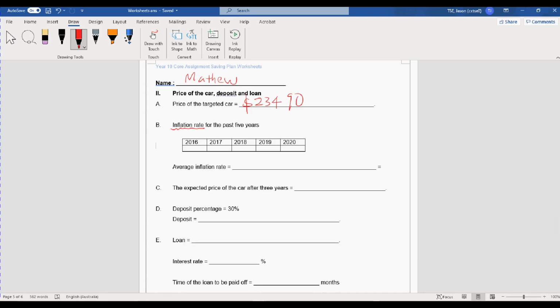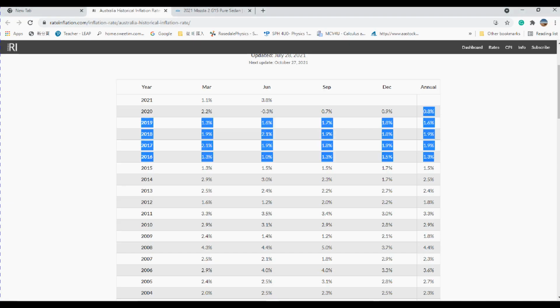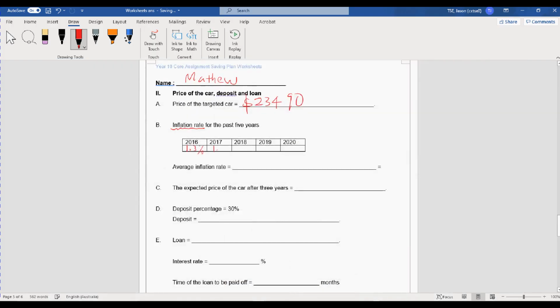So that's 1.3%, and the next one is 1.9, 0.9, 1.6, and 0.8%. Can we get the average inflation rate? All you need to do is add all these numbers together and divide by 5. You know how to do this. Use your calculator to find the figure.